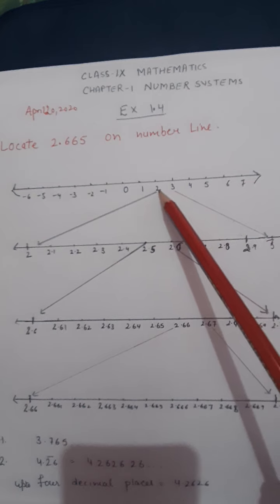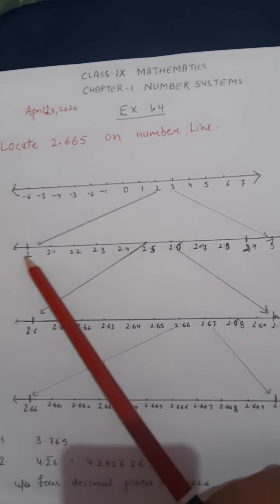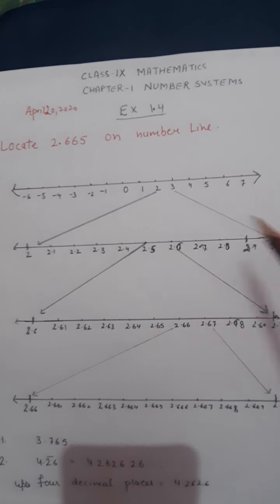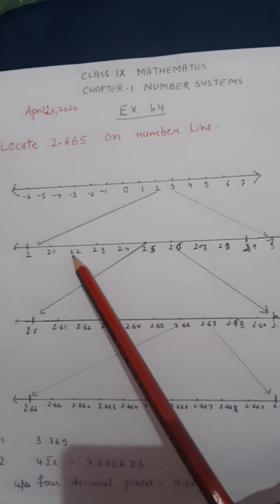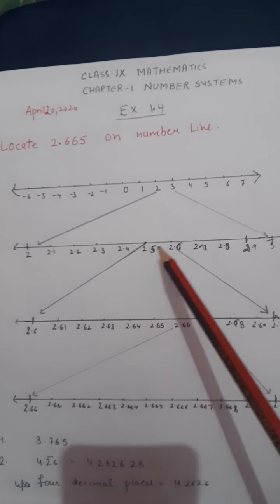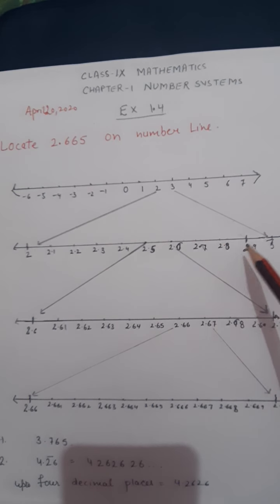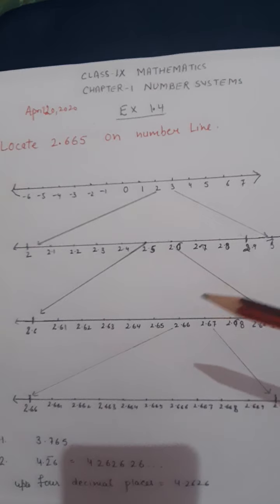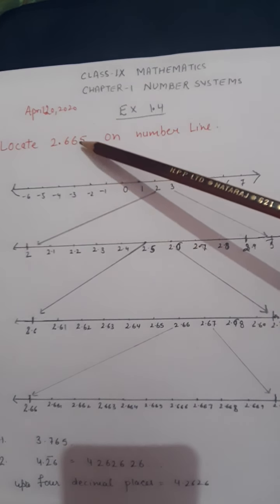So we have extended 2 and 3, right? On the scale you can extend these numbers. What will we find? 2 here and 3 this side. In between which numbers lie? 2.1, 2.2, 2.3, 2.4, 2.5, 2.6, 2.7, 2.8, 2.9, and the next number will be 2.10, that is 3 only. Okay. Now look for the next number, 2.66.